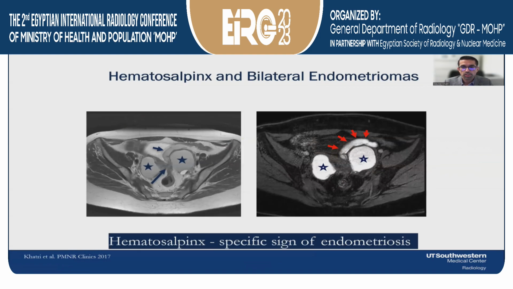Here's another patient with bilateral endometriomas, very bright on T1, not quite as bright on T2, and also has hematosalpinx here on the left, which is a very specific sign for endometriosis.